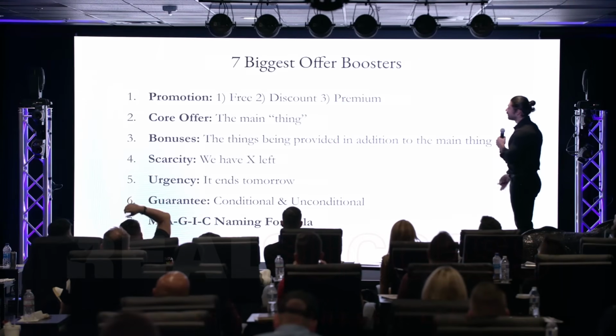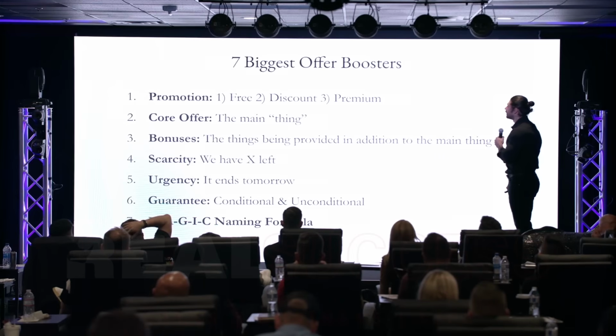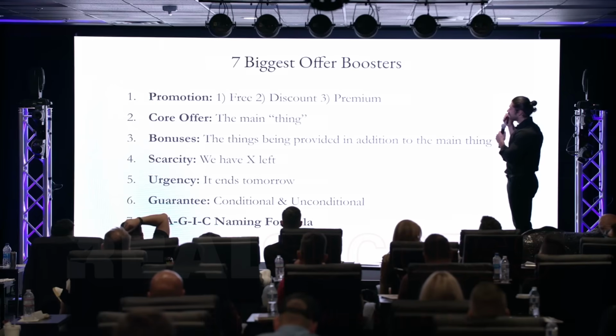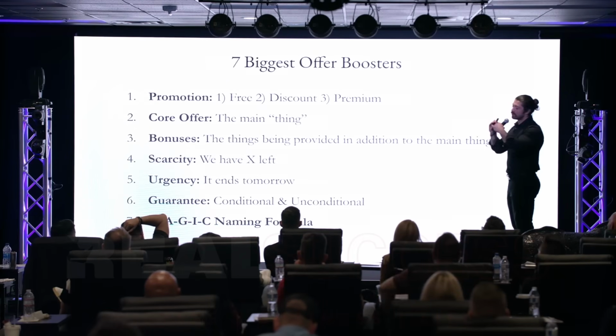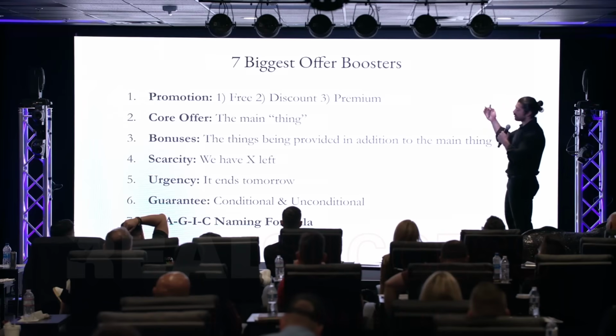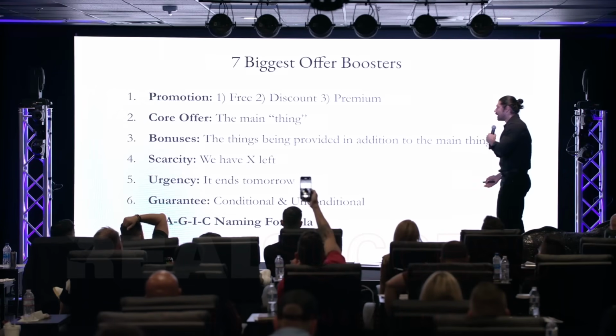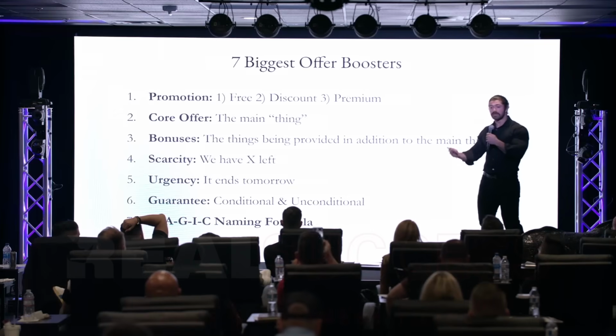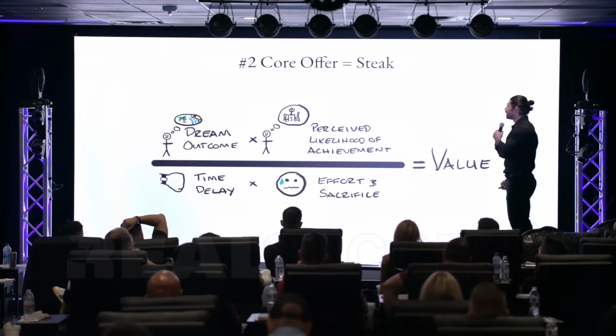The offer itself, right? The 7 components that I look at that I can use to boost any of the offers I have: adding guarantees, recycling the naming formula, adding urgency, adding scarcity, making the core offer smaller, adding the bonuses, making sure that the core offer is solving the 4 main value drivers, seeing if I can offer free front end or discount front end so I can attract more customers.